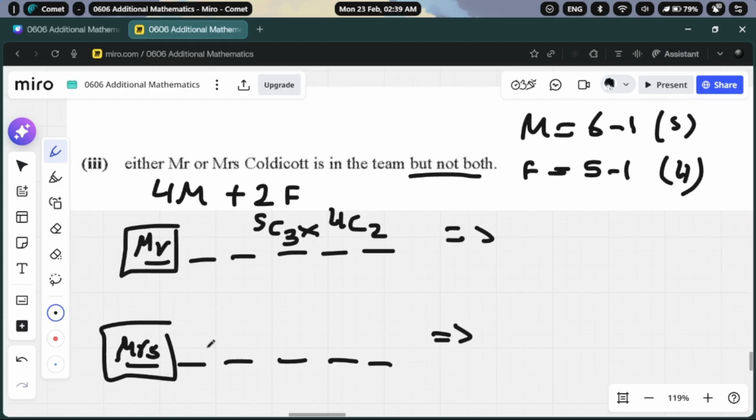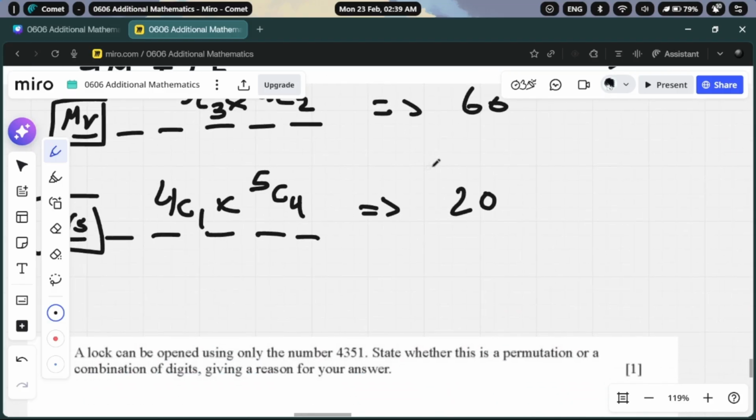Now similarly for this, when you select Mrs. Goldicott, you're left with 4 females, and you do -1 from males because you have to exclude Mr. Goldicott. So you already selected a female, so you're just selecting 4C1, one more female, and then 5C4. This gives you 60, and then 4 into 5 would give you 20. If you add that up, you'll get 80, which is your final answer.